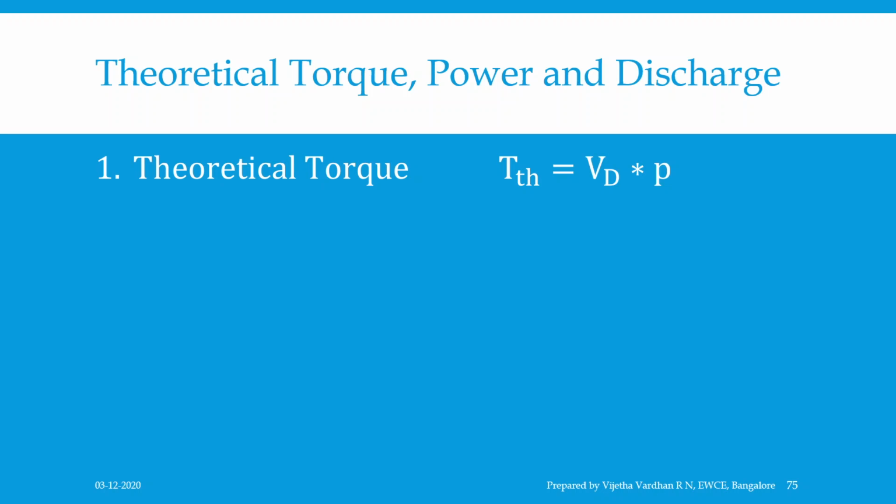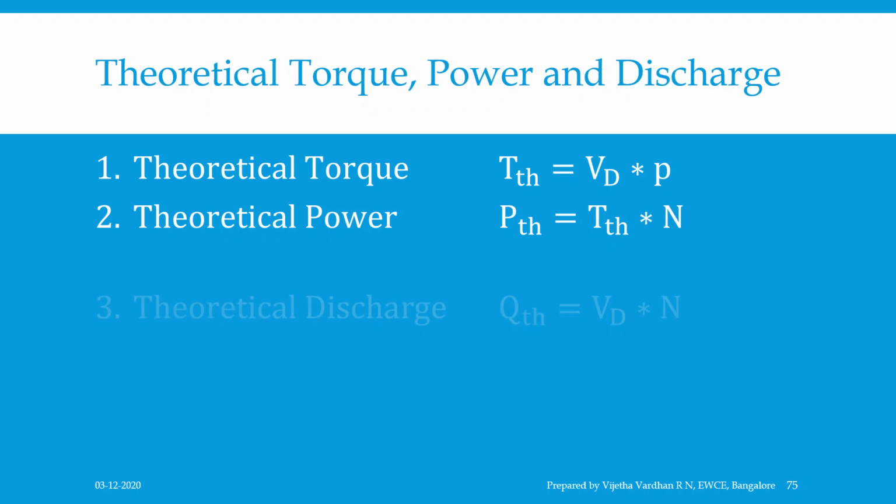Vd is the theoretical discharge in meter cube per revolution. P is the pressure of the oil entering the motor in Newton per meter square or in pascals. It can be observed from the above equation that the theoretical torque is a function of pressure and the volumetric displacement Vd. Then coming to theoretical power, it is computed by the formula T_TH × N, where N is the speed of the motor.